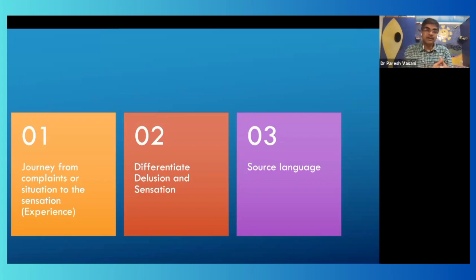So it's the journey for us from the complaints. Usually, most of the time, the patient comes and talks about their complaints. So for us, it's a journey from complaints to the experience. They give us a local complaint, maybe a cough or a cold or a skin complaint or whatever. And then we go deep down to an experience level. And then we go to the source.